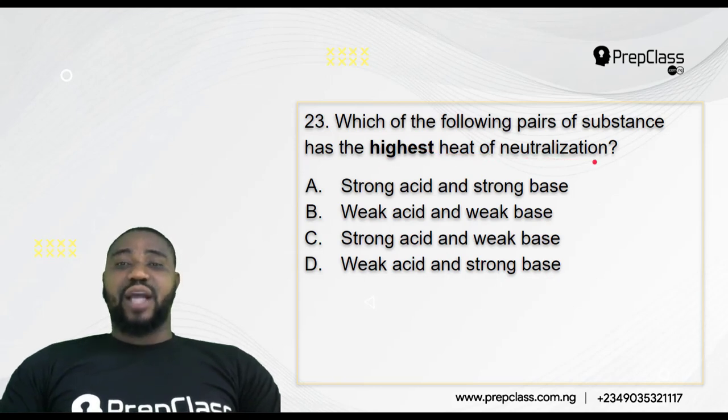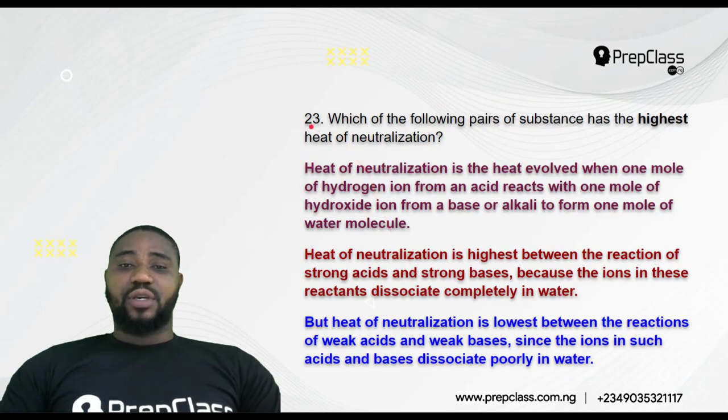You know, when an acid is reacted with a base, heat is usually given off. So it's an exothermic reaction. If you mix the two in a test tube and touch the bottom of the test tube, you feel warm. So which of the following will give the highest heat of neutralization? Now, heat of neutralization is the heat evolved, that's the heat given off, when 1 mole of hydrogen ion from an acid reacts with 1 mole of hydroxide ion from a base or alkali to form 1 mole of water.